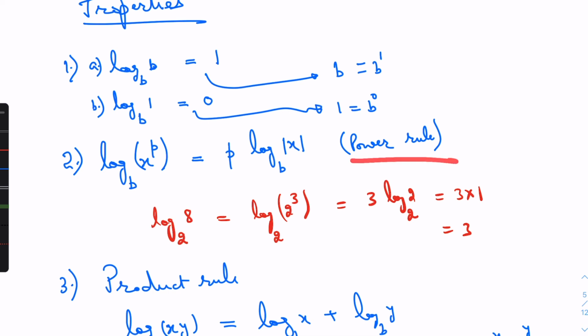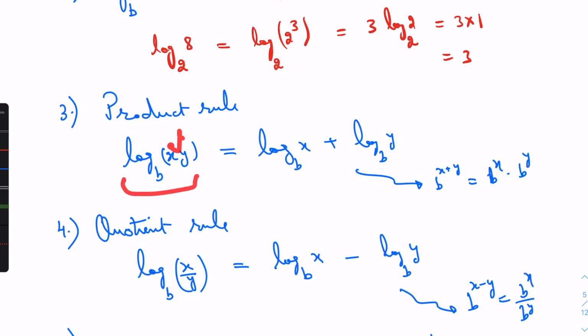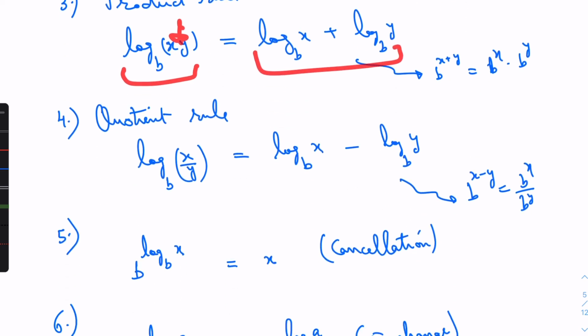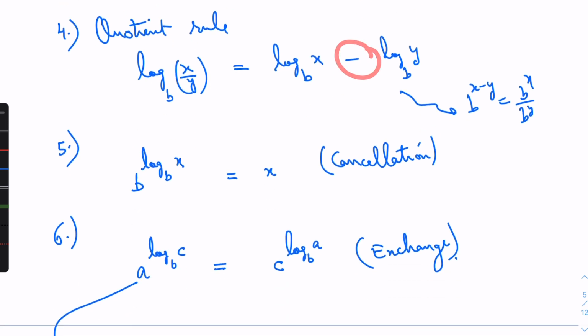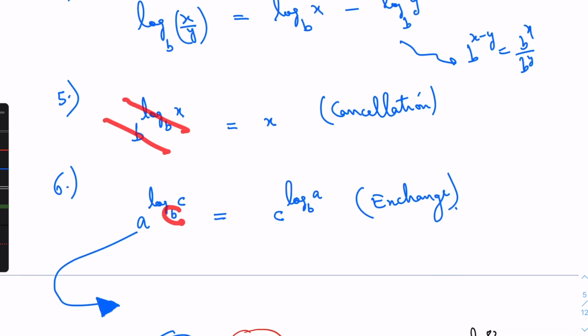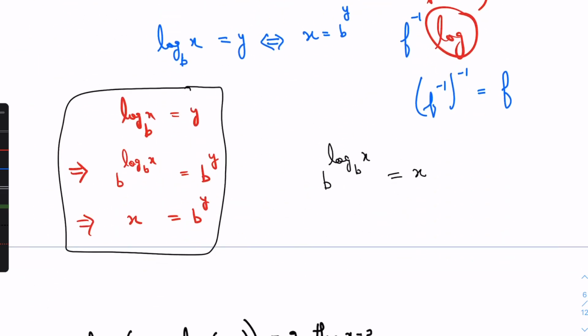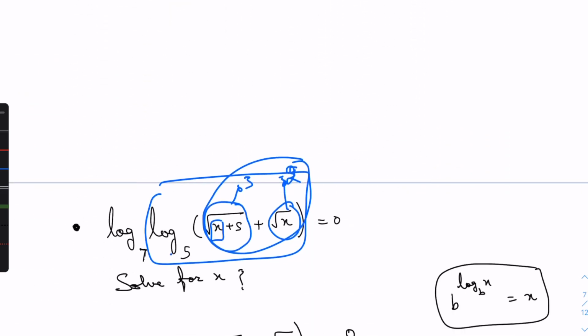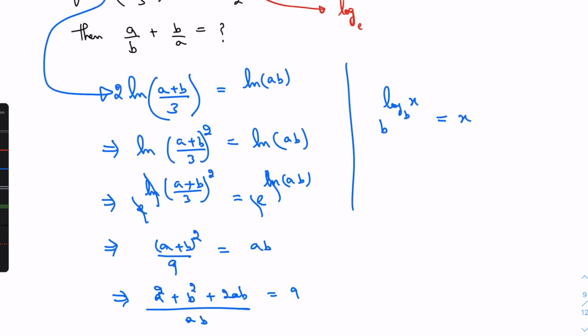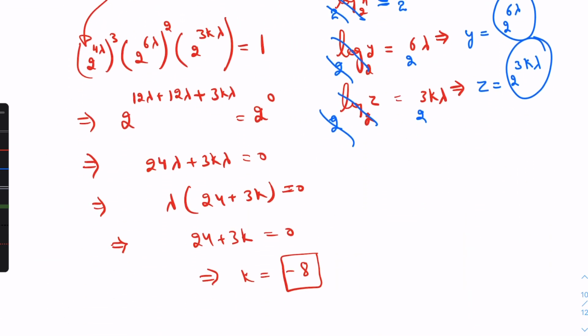So the power rule, wherein power comes outside, log of b base b is 1 and log of 1 is always 0. Then comes the product rule, where product of inputs opens up as the sum of outputs. Quotient rule, where the quotient of inputs opens up as the difference of outputs. And then we talked about the cancellation property, and if these two are distinct, then at least they can be exchanged. That's the exchange property. And that's it. Using these few tools, we have solved some problems.